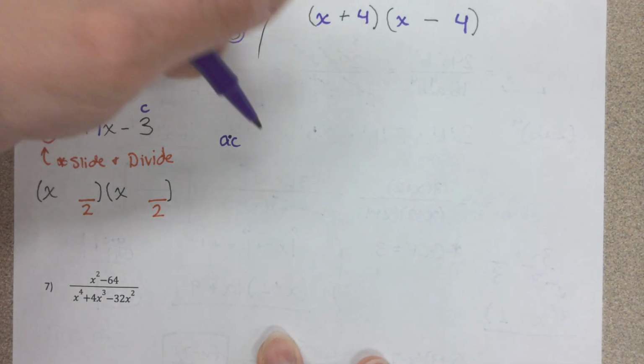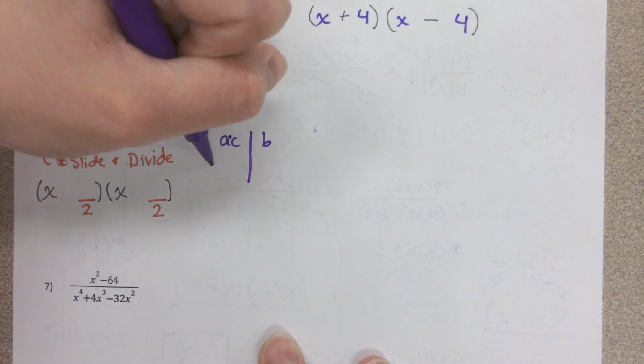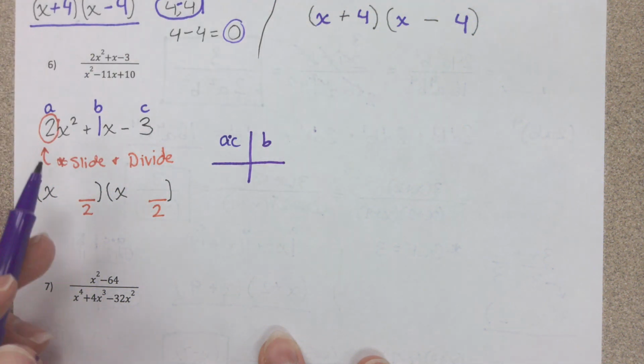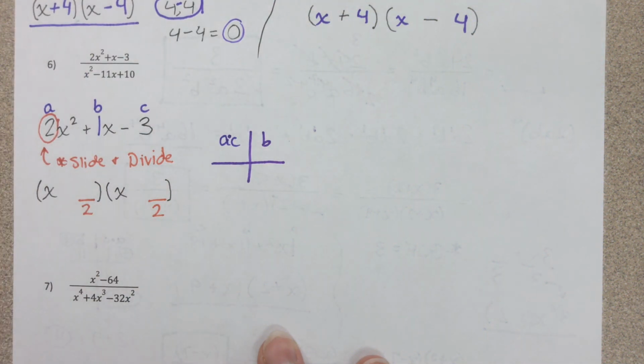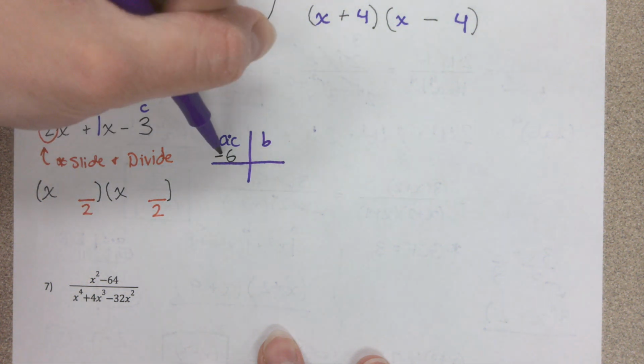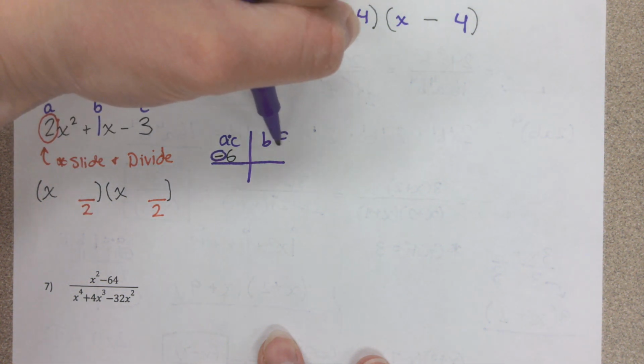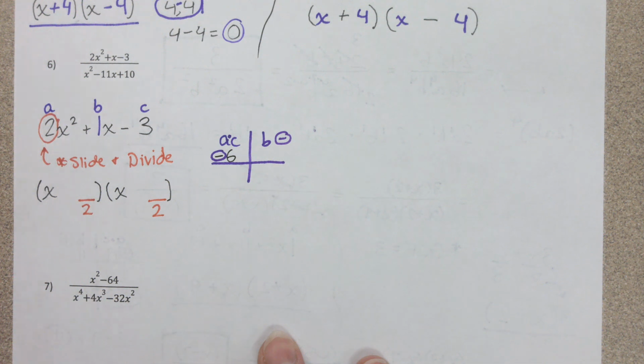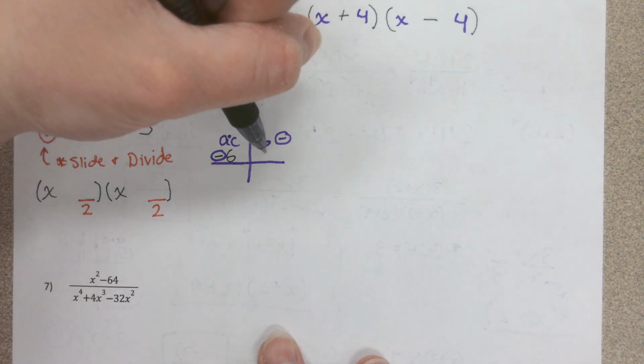ACB, A times C. 2 times -3, that's -6. Since it's negative, we're subtracting on this problem. And then B is 1. It's positive 1.